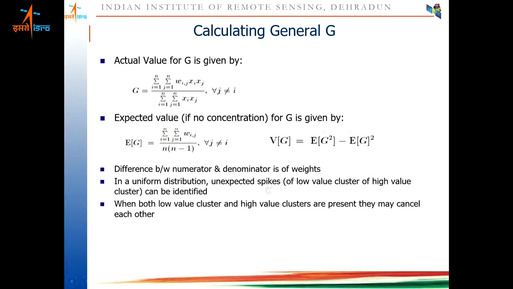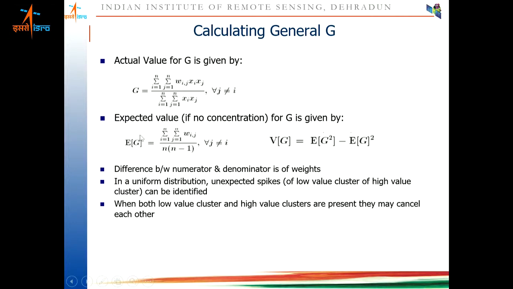So the formula to find the general G statistic is this. Here you can see in the numerator it is sigma wij xi xj. X is your random variable, xi is the value of the random variable at location i, xj is the value of the random variable at location j, and it is divided by sigma i sigma j xi xj. So you can see in this formula the only difference between numerator and denominator is the weights wij.